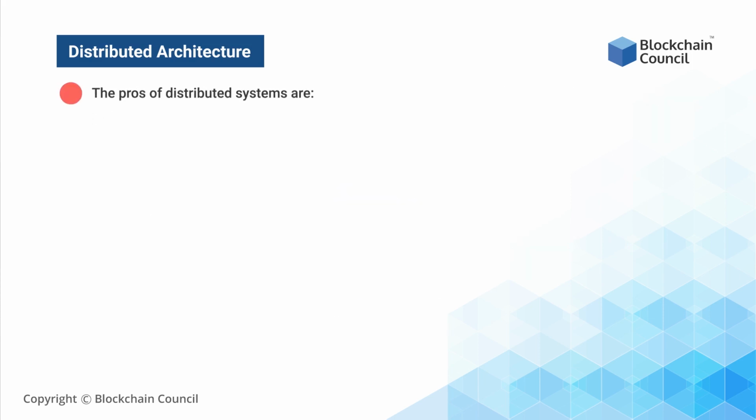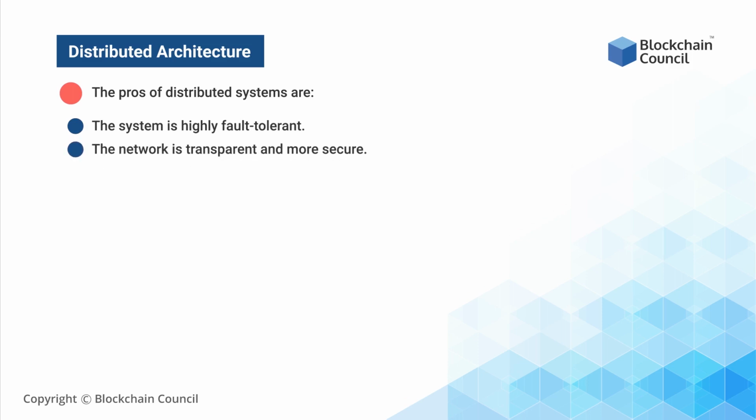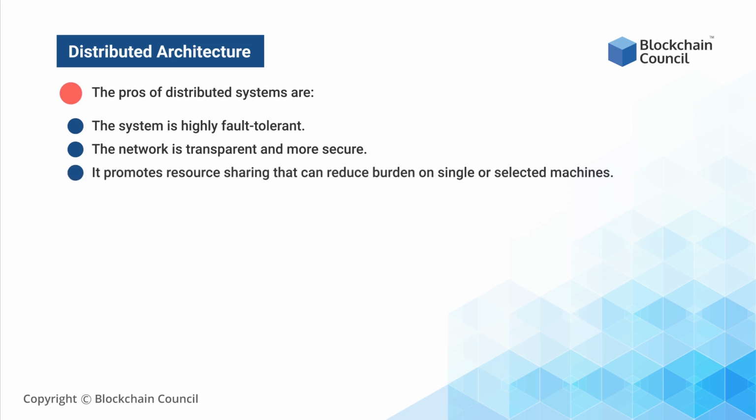The pros of distributed systems are as follows. The system is highly fault tolerant. The network will be transparent and more secure. It promotes resource sharing that can reduce burden on single or selected machines. The network can be extremely scalable.